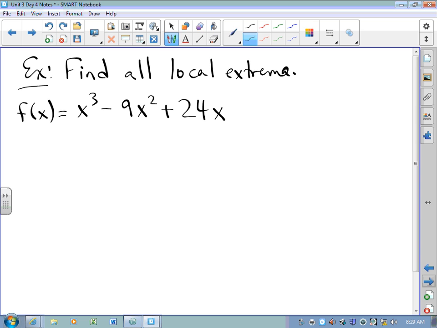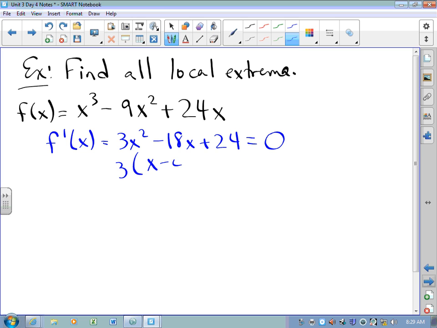Well, if I'm looking for local extrema, I'm probably going to end up taking a derivative of some kind. F prime of x is 3x squared minus 18x plus 24. I want that to equal 0. And you can factor that in the privacy of your own home, and you get 3 times x minus 4 times x minus 2.